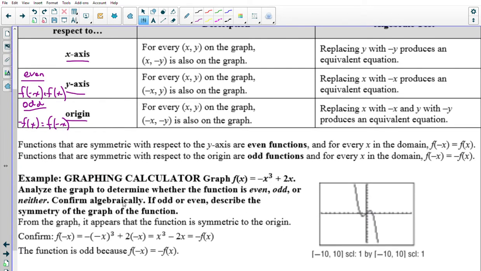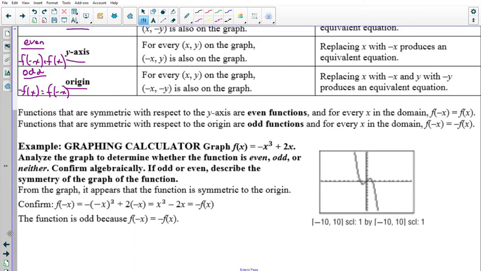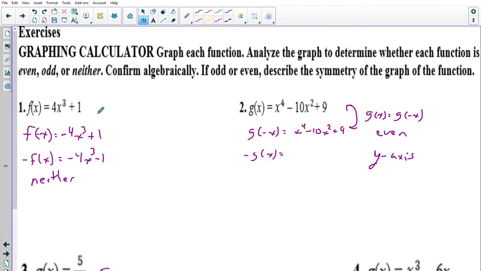So when I do some examples, the first thing I want to do is determine if they're even, odd, or neither algebraically. And then I'm going to graph them and show that it's true. If you look at f of x, what I want to evaluate is f of negative x and see if this expression is the same as the one above it. They are not equal, and if I did negative f of x, those are not equal as well.